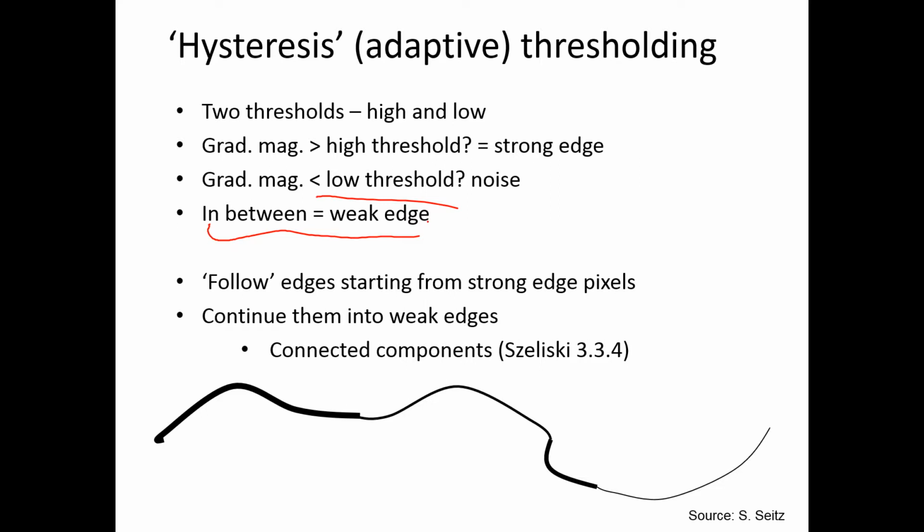So what they do is they will start with the strong edge and try to interpolate across the weak edge, trying to extend those weak edges, and then make a connected component. And if you're interested, you can look into the Szeliski textbook, but I didn't look into that, so I cannot explain anything to you right now, at least.